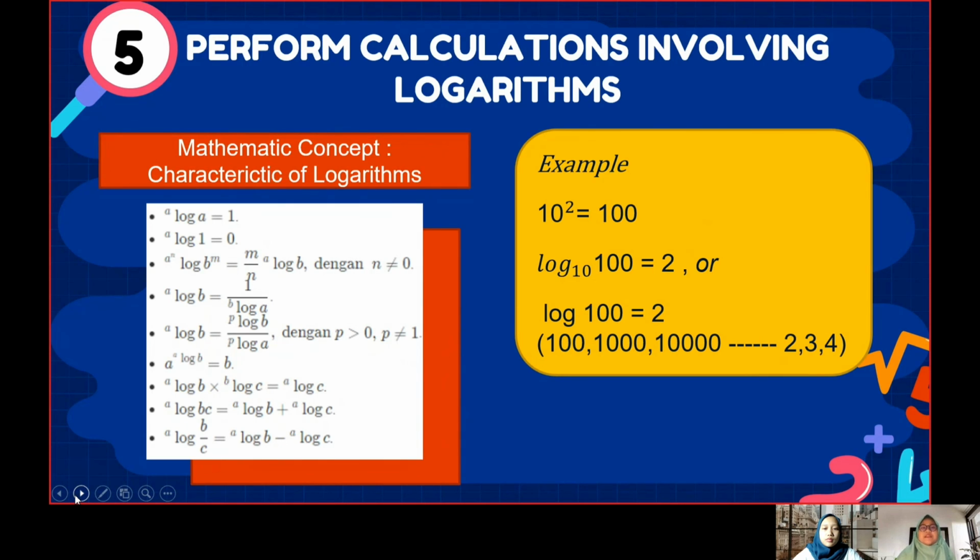Next is performing calculations involving logarithms. In mathematical concepts, we know many characteristics of logarithms, such as log a of a equals 1, and so on. For example, 10 to the power of 2 equals 100. So when we calculate log 100, it will equal 2.